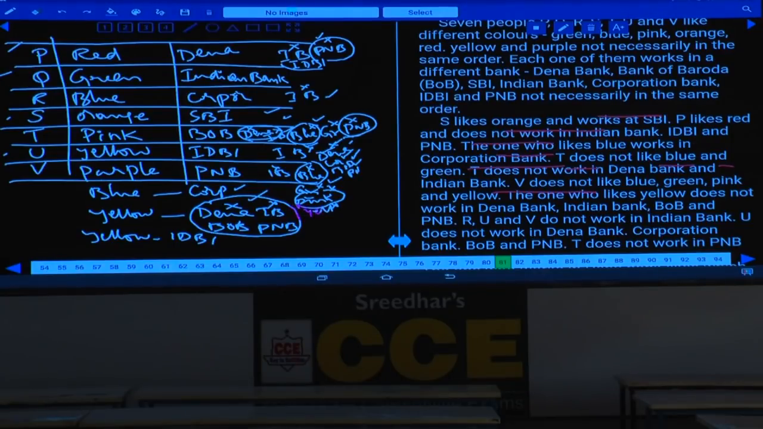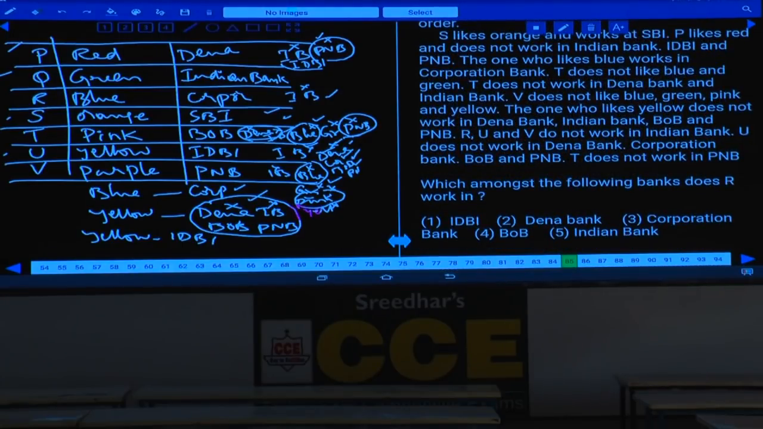Clear now? And this is the final arrangement. P, Q, R, S, T, U and V. And the colors they like are red, green, blue, orange, pink, yellow and purple. And the banks they are working in are Dena Bank, Indian Bank, Corporation Bank, SBI, Bank of Baroda, IDBI and PNB. Question numbers 81 to 85. Yes, write down this arrangement.